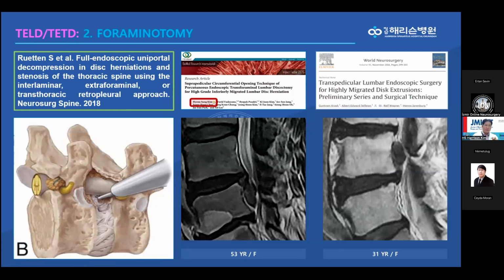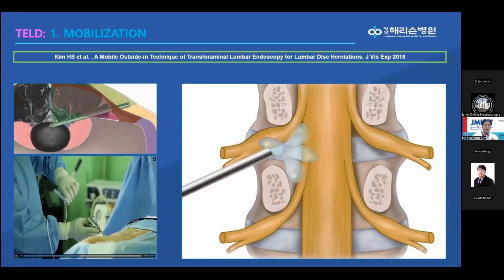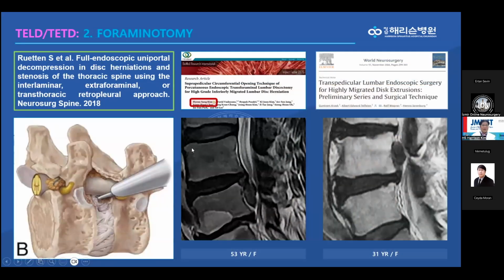In the transforaminal approach, first is the mobilization of the working channel to the target point. I think this mobile outside-in technique is somewhat different compared to the conventional open transforaminal discectomy. You can see here, I already published this paper in 2018 in the Journal of Visualized Experiments, on the mobile outside-in technique, and you can see these figures.